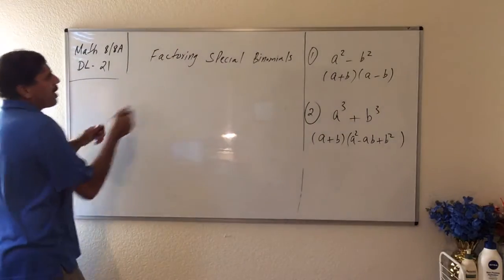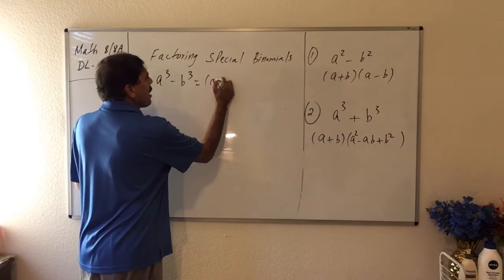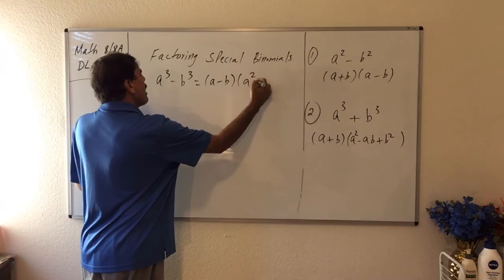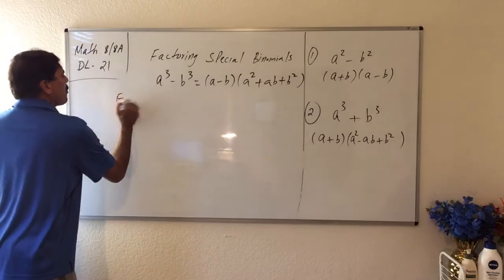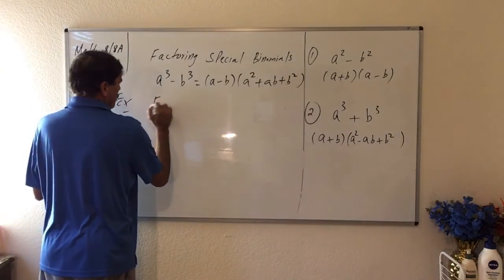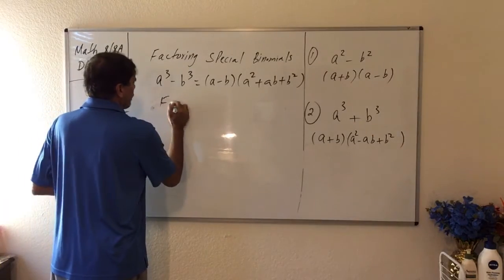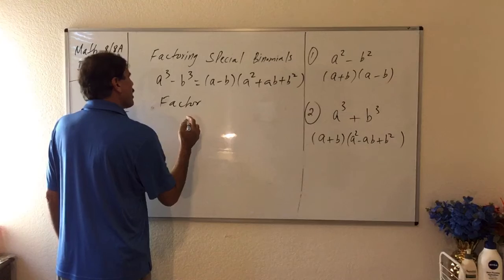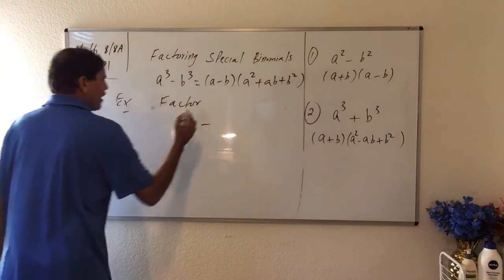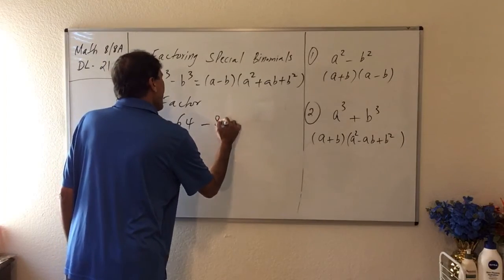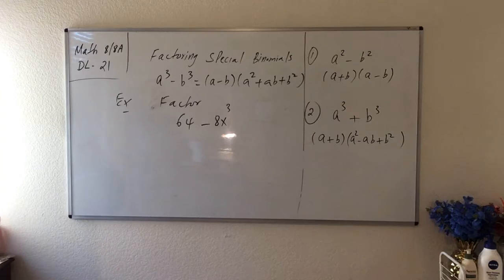So here again, make sure you remember this: a cube minus b cube is a minus b times a squared plus ab plus b squared. So here is one more example. Factor 64 minus 8x cubed.